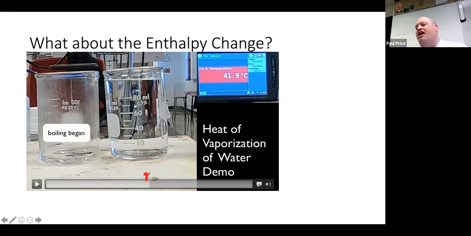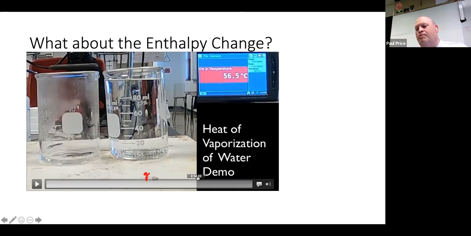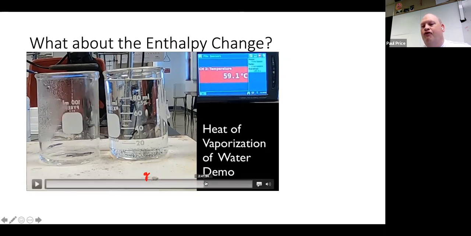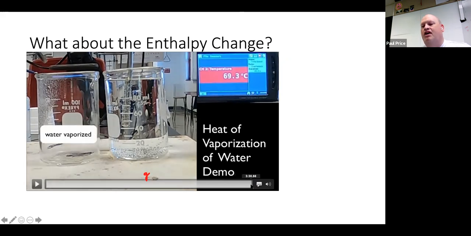So right now, I have 100 grams of water at 41.9 degrees Celsius. And as the process occurs, you'll see the water on the left begin to boil away, and the water on the right increases in temperature. Well, if the hot plate is giving the same amount of energy to both samples of water, and that's the assumption we're making, that the hot plate is doing that, then therefore I can use this as a way to determine what the heat of vaporization of water really is. And I'll show you there's a point where the water goes away. There it is, it's gone. And the temperature of the water has gone up to 69.3.